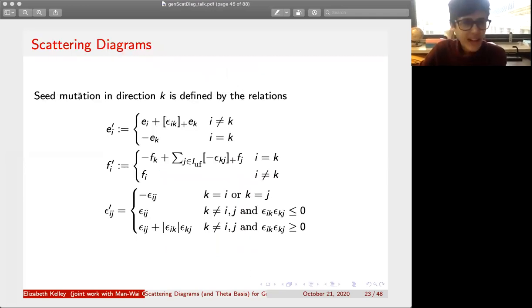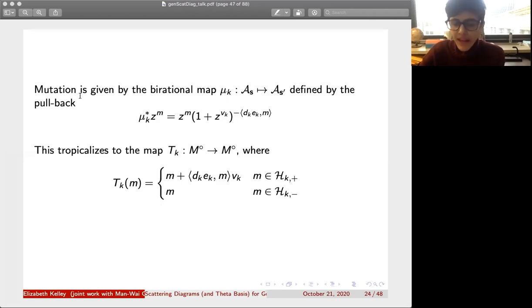Okay, and then we talked a little bit about this earlier, so I won't say too much about it, but there are relations we could use to define seed mutation for the scattering diagrams. And then honest to God mutation between the different chambers or between different clusters is defined in terms of a certain pullback of a certain birational map. Please don't try to track these details. This is kind of complicated. And if you tropicalize this pullback, then you get a map that lets you do mutation on the scattering diagrams, basically.